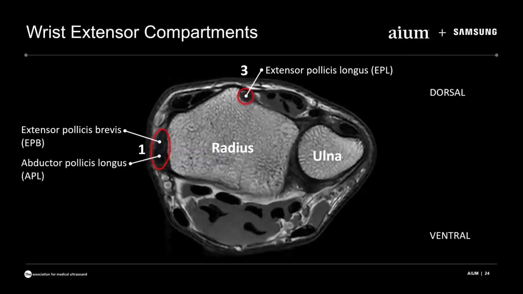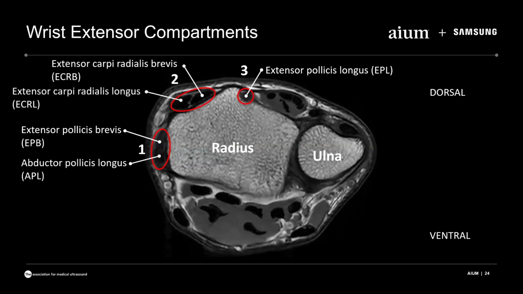All right, so let's look at the wrist extensor compartment number 2 here. So that also has 2 tendons within it. It has the extensor carpi radialis brevis and the extensor carpi radialis longus. And you may be saying, Dr. Kowal, this is a lot of tendons to remember.